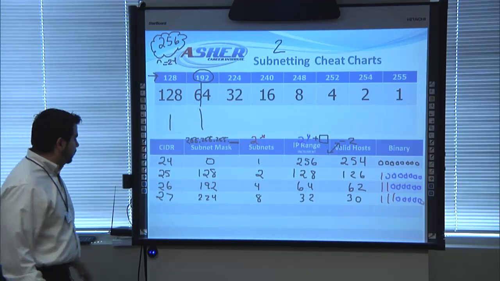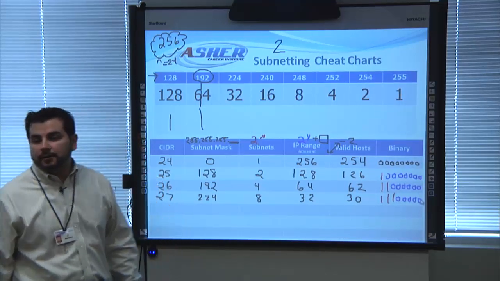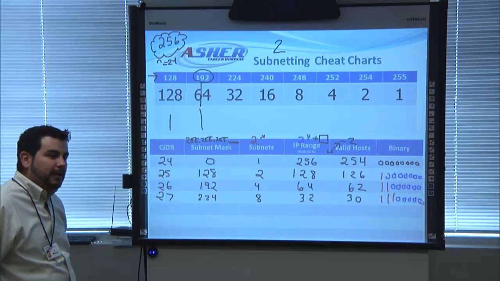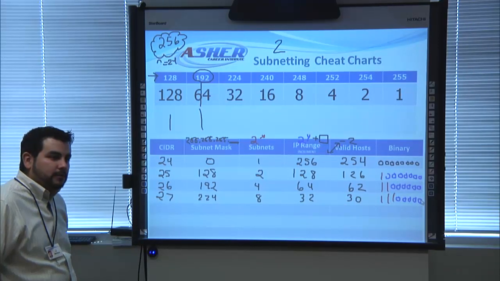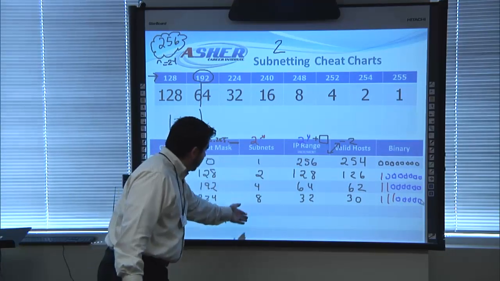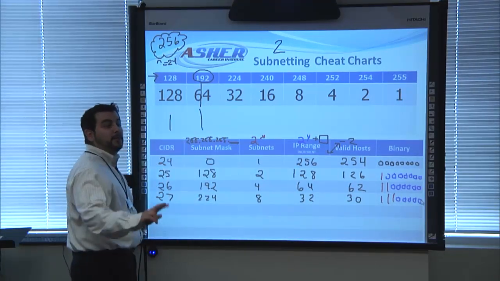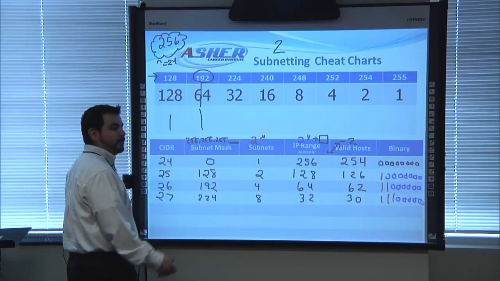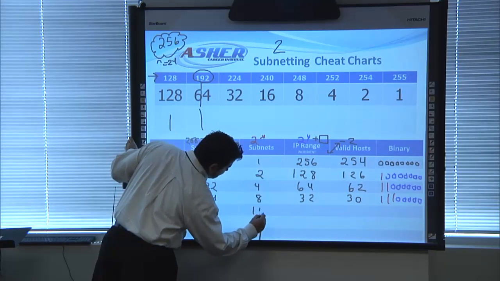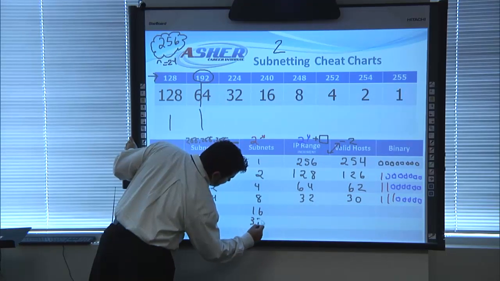Now, by now, usually you can start seeing a pattern. Do you see a pattern anywhere? At least one? The subnets? What do you see? It's doubling up, right? 2, 4, 8. So what do you think is next?